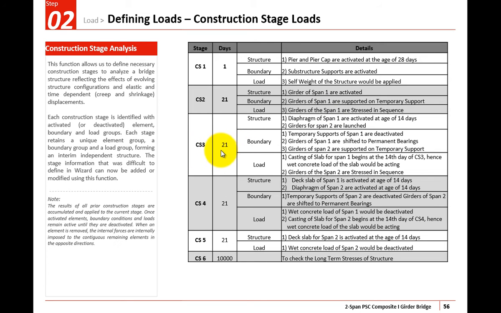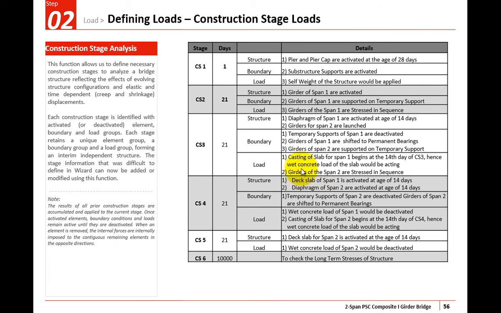In the CS3, where the duration is 21 days, the diaphragm of the span 1 would be activated at the age of 14 days, and the girders for the span 2 would be launched, and the previous span 1 girders which are on the temporary supports would be deactivated, means the temporary supports would be deactivated and would be switched to the permanent bearings, and girders of span 2 would be on the temporary supports. In the load part, the casting of the slab of the span 1 would begin at the age of 14th day of CS3, hence the wet concrete load of the slab would be acting on the girders of the span 1.